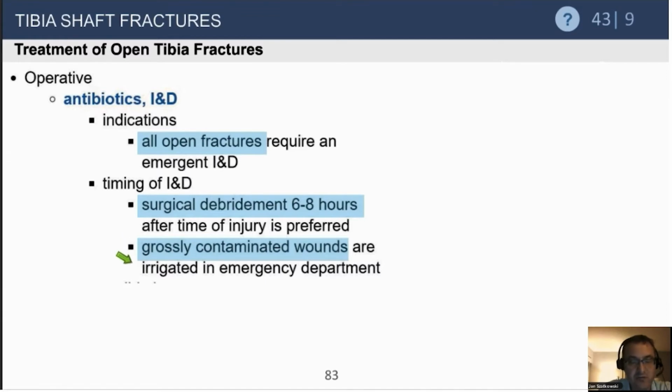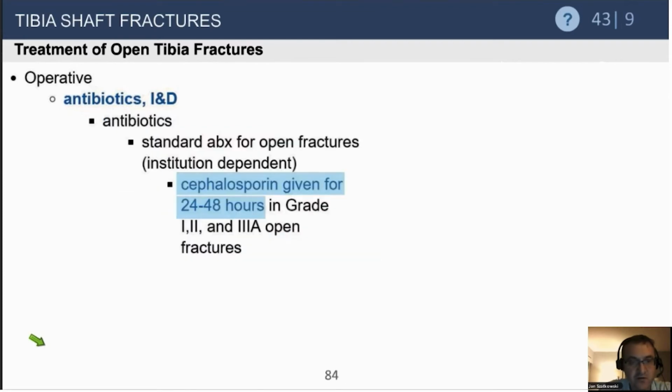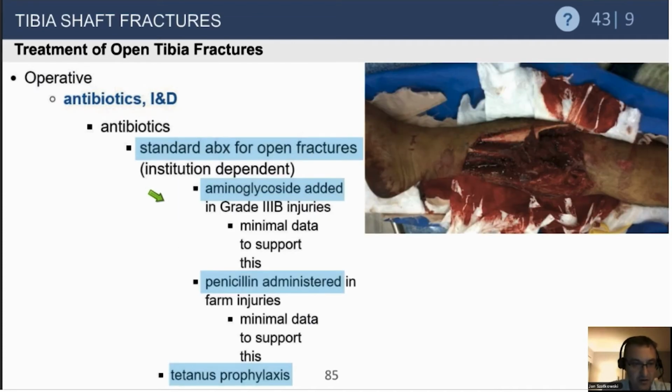Once again, you may want to be putting more broad spectrum antibiotics when thinking about more contaminated wounds. As we saw here, cephalosporins, so basically Ancef, right? That's the orthopedic surgeon's best friend, as well as the ER's best friend for grade 1, 2, and 3. When we're thinking about higher grade or type fractures, remember you want to think about adding aminoglycoside. Many times this can be institution dependent and determined by the flora and the capabilities of your institution that you're at.